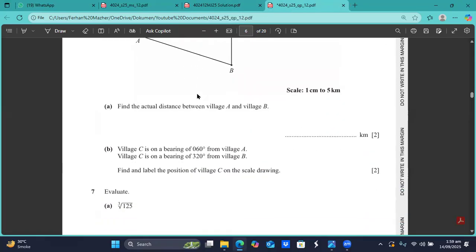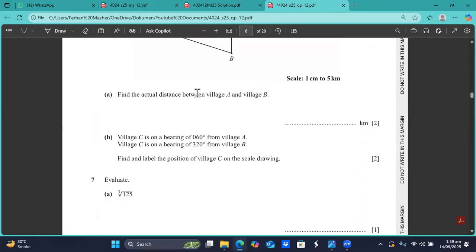Okay, then it's the B part. Village C is on a bearing of 60 degrees from village A. Village C is on a bearing of 320 from village B. Find and label the position of village C on the scale drawing. From village A, the bearing is 60. From village B, the bearing is 320.